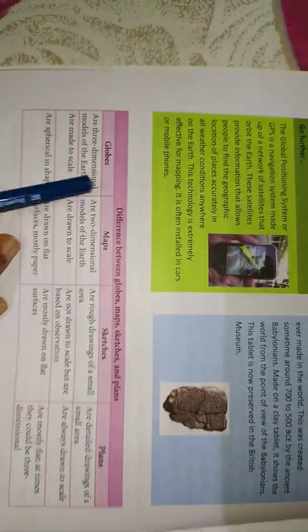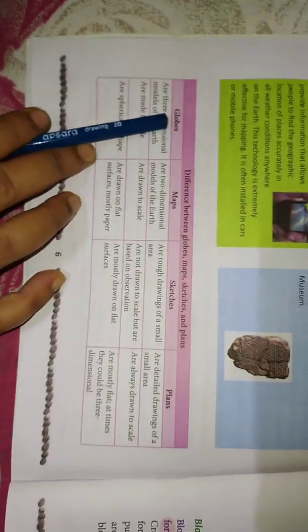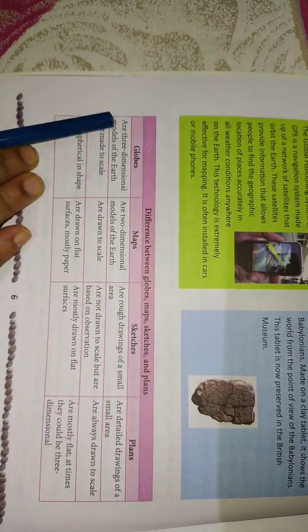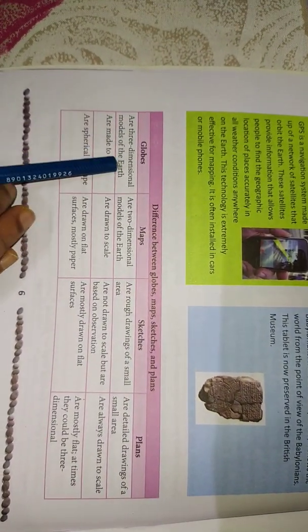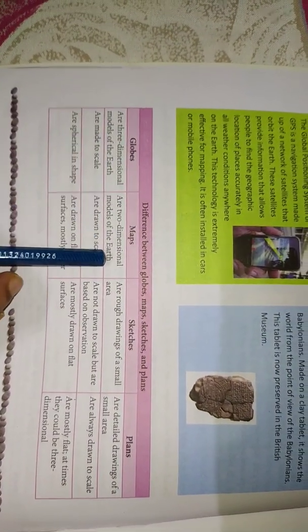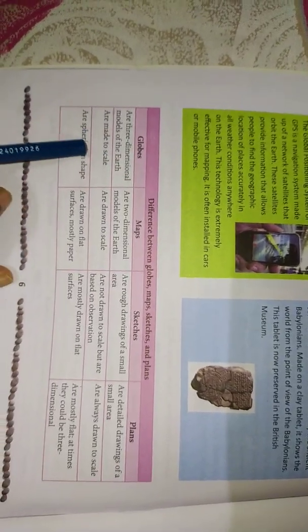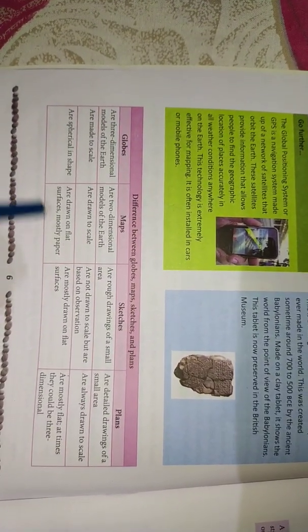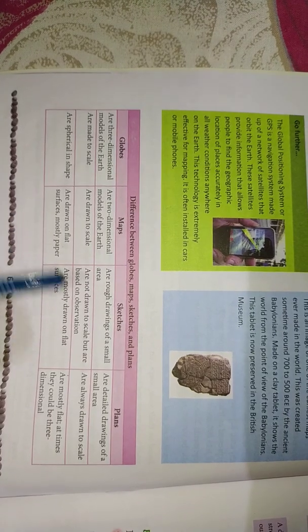Now, page number 6, the differences between globes, maps, sketches and plans are very important. So please mark it. Globes are three-dimensional and maps are two-dimensional. Globes are made to scale and maps are drawn to scale. Globes are spherical in shape, maps are drawn on a flat surface, mostly paper.